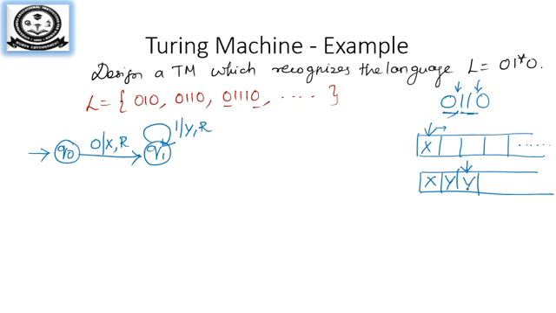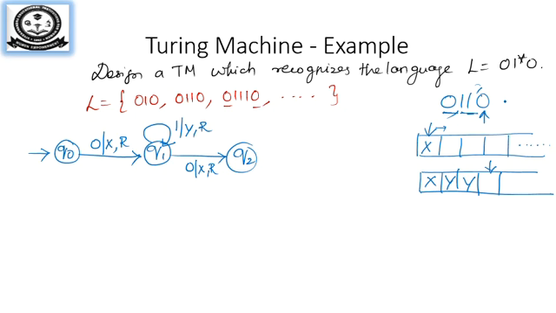So now I will write y. I have come to the next cell, and the next input is 0. Now you are going to see a new symbol. It's not 1, it is going to be 0. So from q1 I'm going to q2, the next state. On 0, I will write x and go to the right side. So 0, x, right.